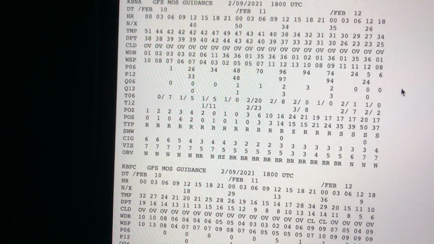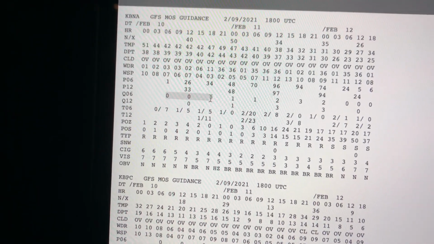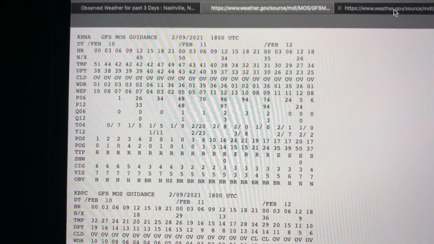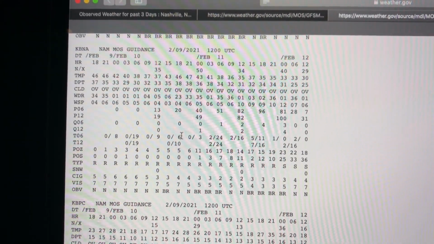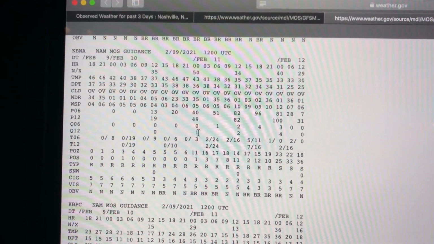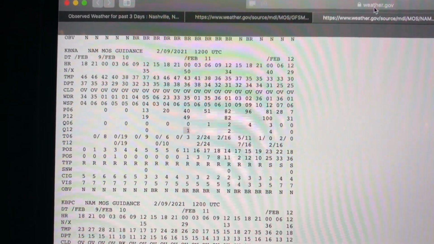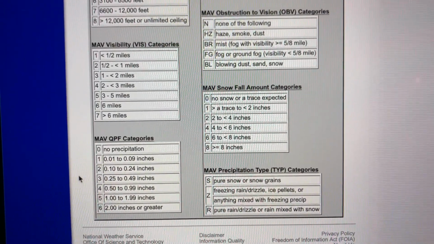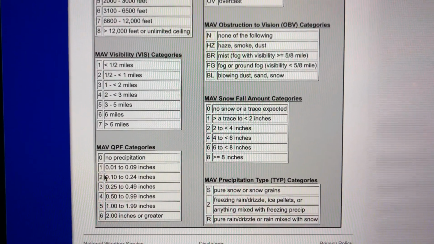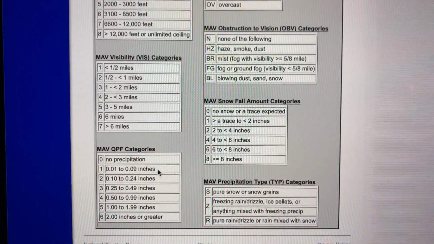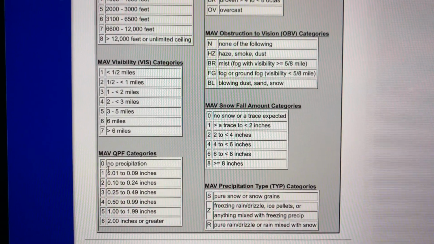Okay, something interesting that we have today for our forecast for tomorrow. Our MOS data has a 1, so this is the GFS. And then in our NAM, we also have a 1 here within our forecast period. So 1 means they're calling for 0.01 to 0.09 inches of precipitation.